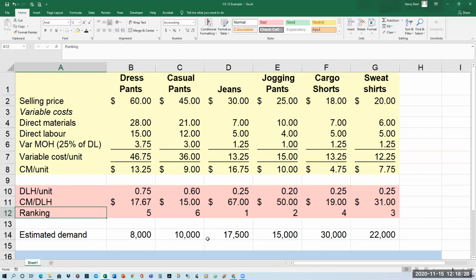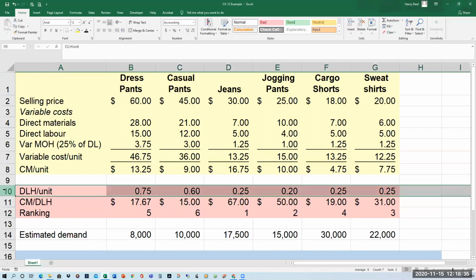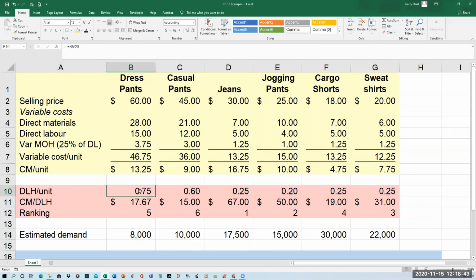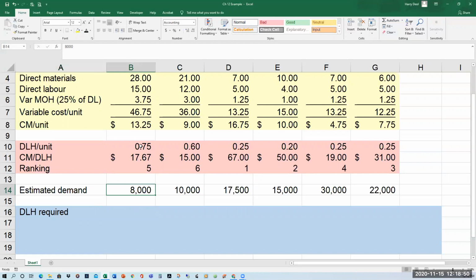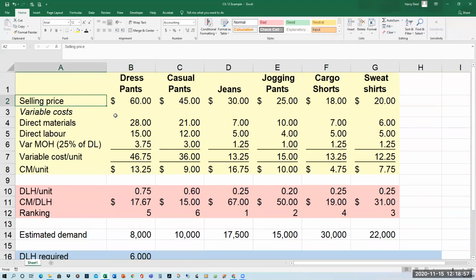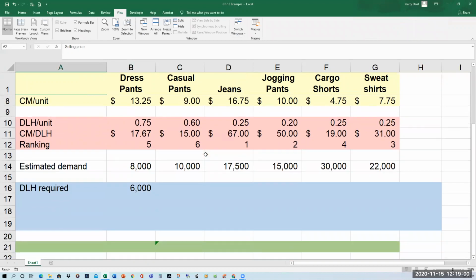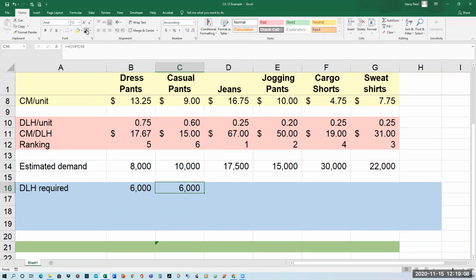Now we're going to take a look at the estimated demand. These are the number of units of estimated demand. Considering that each unit needs this much labor time to make, 8,000 dress pants at 0.75 labor hours per unit, the direct labor hours needed, 8,000 times 0.75, works out to 6,000. For the casual pants, 10,000 pairs times 0.6 of a labor hour gives us 6,000 hours again. For jeans, 17,500 pairs times 0.25 is 4,375, and so on.